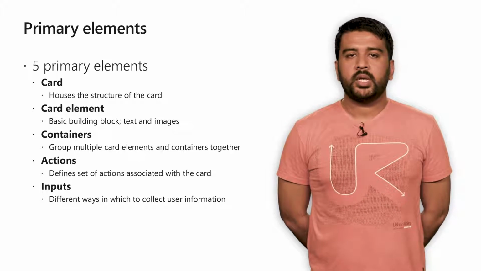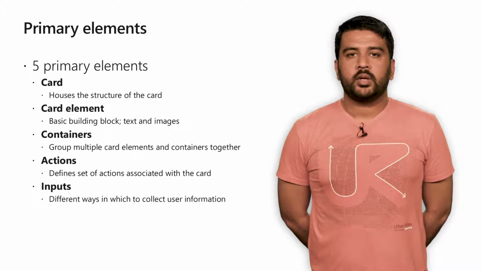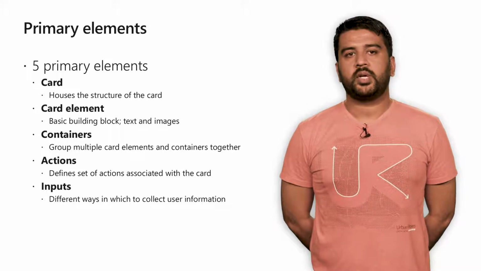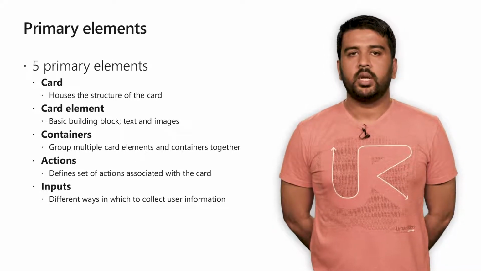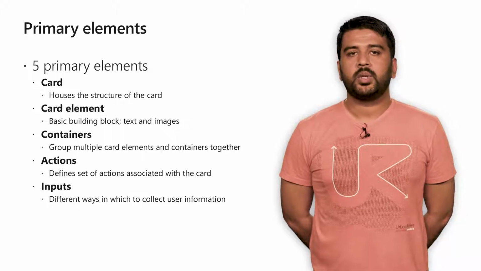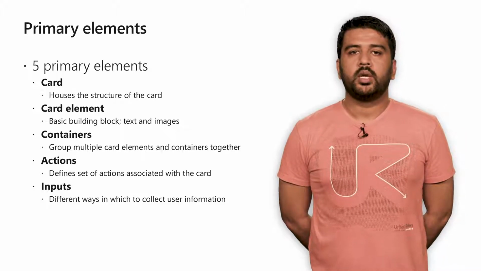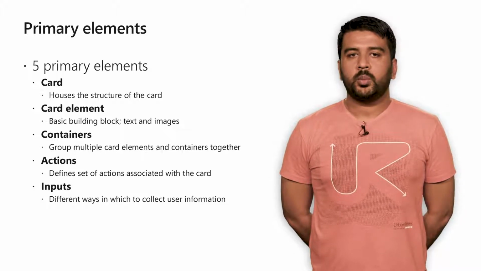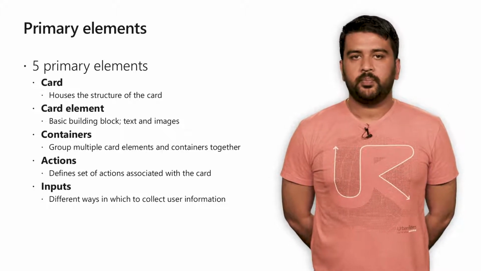Let's look at what the primary elements of adaptive cards are. There are 5 major elements to any adaptive card. The card itself, which defines the basic building blocks like the body, actions, alt text, etc. Card elements, which are the most basic building block of adaptive cards and support text and image elements. Containers, which allow you to group elements together, including other containers.